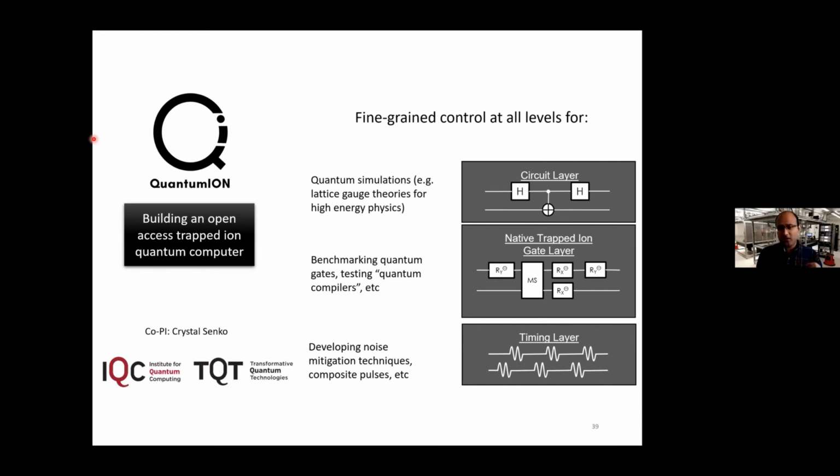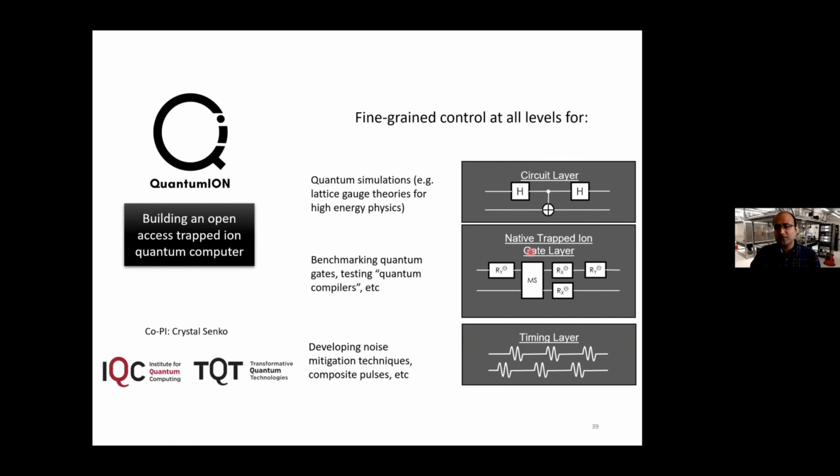So at Waterloo, we are actually building, teaming up with Crystal Senko's team, an open access quantum computer that can be accessed remotely. And we are hoping that this machine will operate online next year, where we give users access at various levels. Like if you are someone who is happy with just sending a circuit, you can already do that in some commercial systems, like IBM Q.